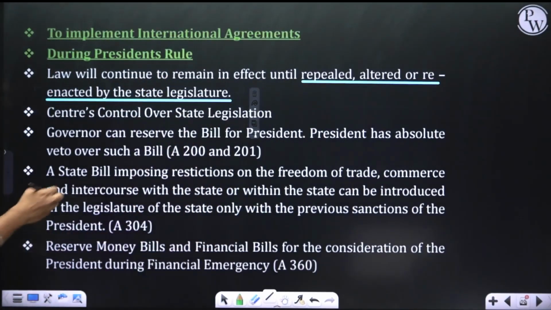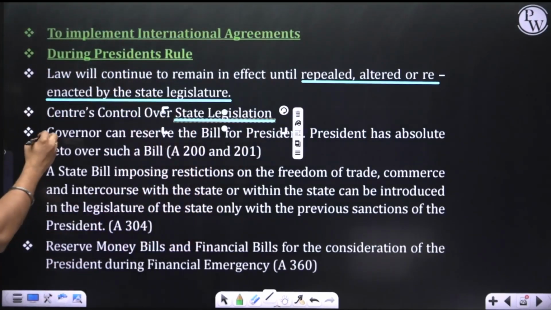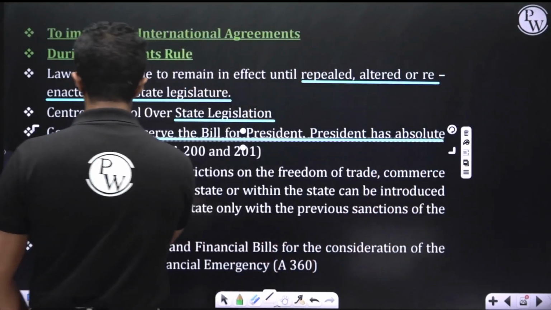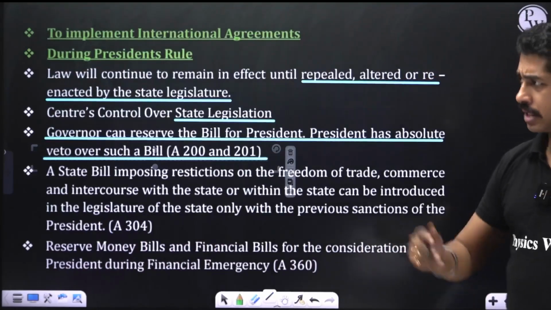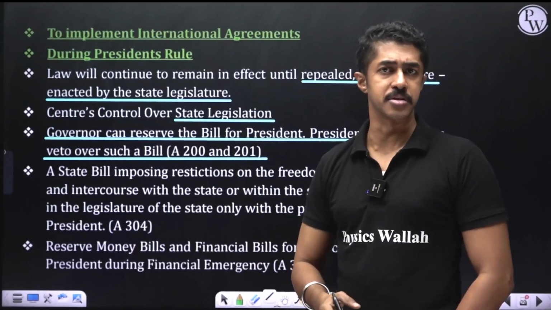During a President's rule, the center will have control over state legislation. The Governor can reserve the bill for the President. The President has absolute veto over such a bill under Article 200 and Article 201. That is, any bill that is being passed, the Governor can reserve it for the President.